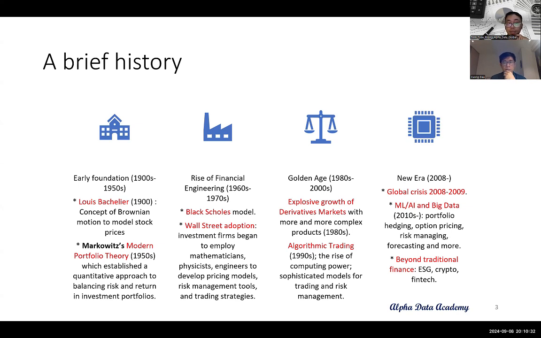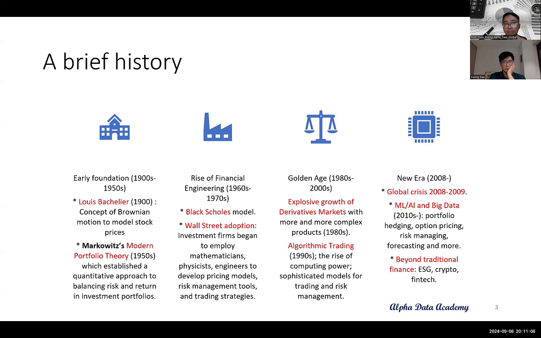And the modern portfolio theory of Markowitz came in the 1950s. Right? Markowitz is an American economist who established a quantitative approach to balancing risk and return in investment portfolios. That's the early foundation of the whole modern quantitative finance that we see nowadays.